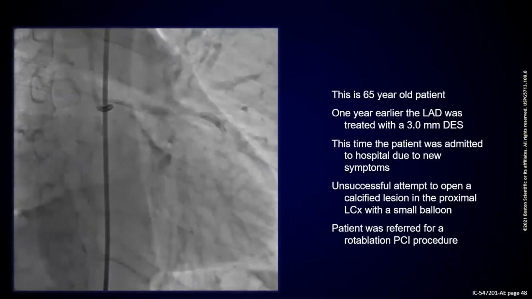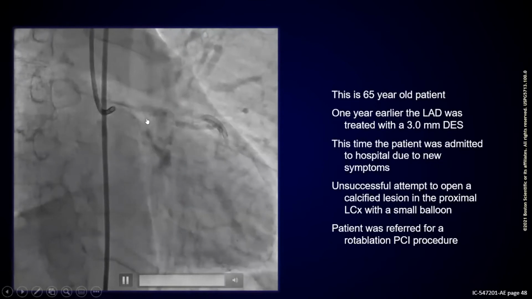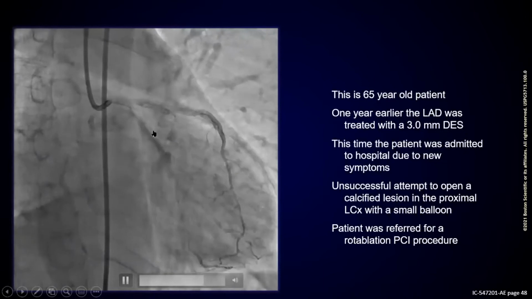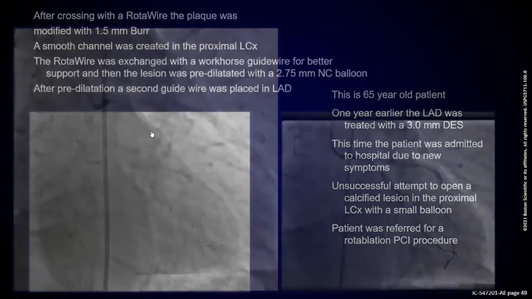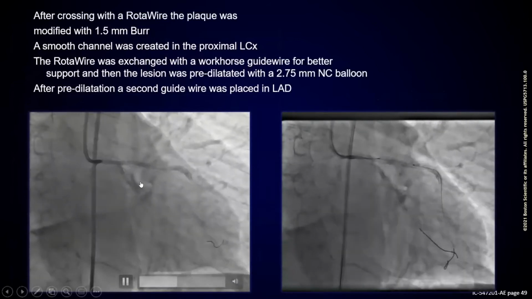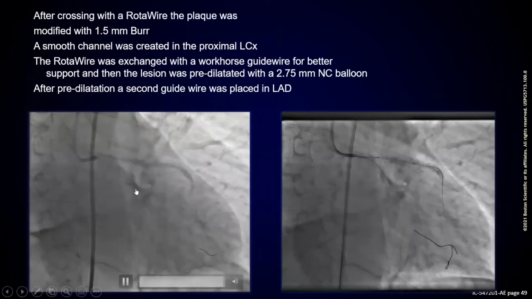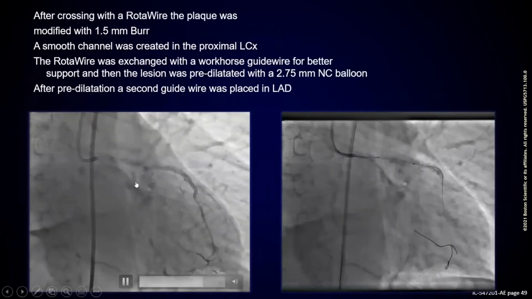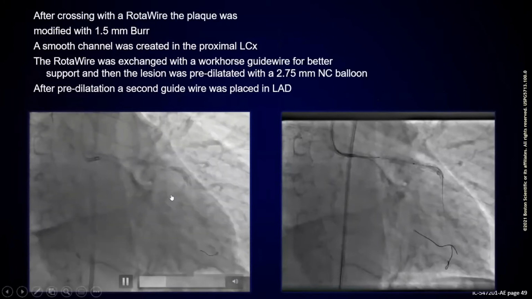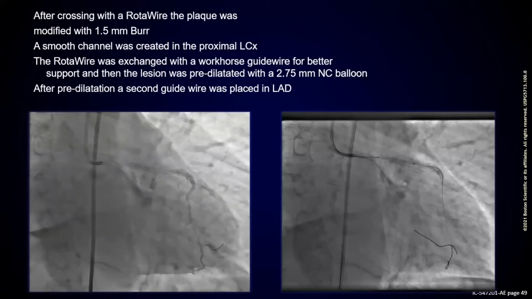What did you do? There is a significant lesion on the circumflex ostium, which has already been attempted. So elective rotablation was the strategy, under IVUS guidance. IVUS was performed on the LAD. After crossing with the rotawire, plaque modification was achieved with the 1.5 millimeter burr in the circumflex ostium, and then a smooth channel was created. Immediately after the 1.5 burr, the rotawire was exchanged with the ordinary guide wire for further support. That's what we all do.